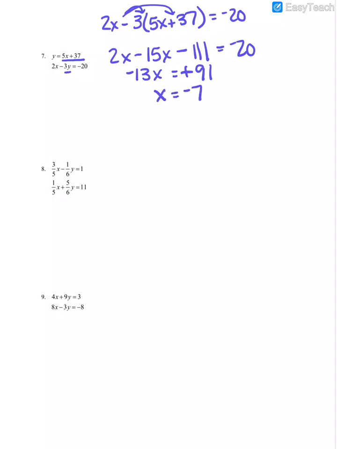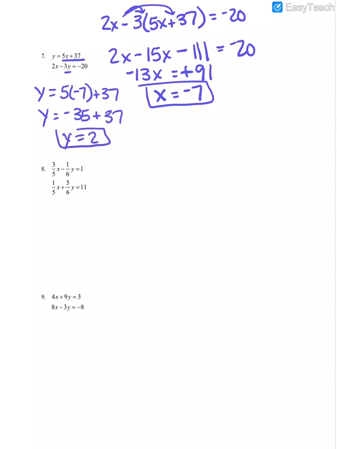So x is equal to negative 7. Plug that back in. So y equals 5 times negative 7 plus 37. Negative 35 plus 37 is positive 2. So as an ordered pair, it would be negative 7, comma 2.